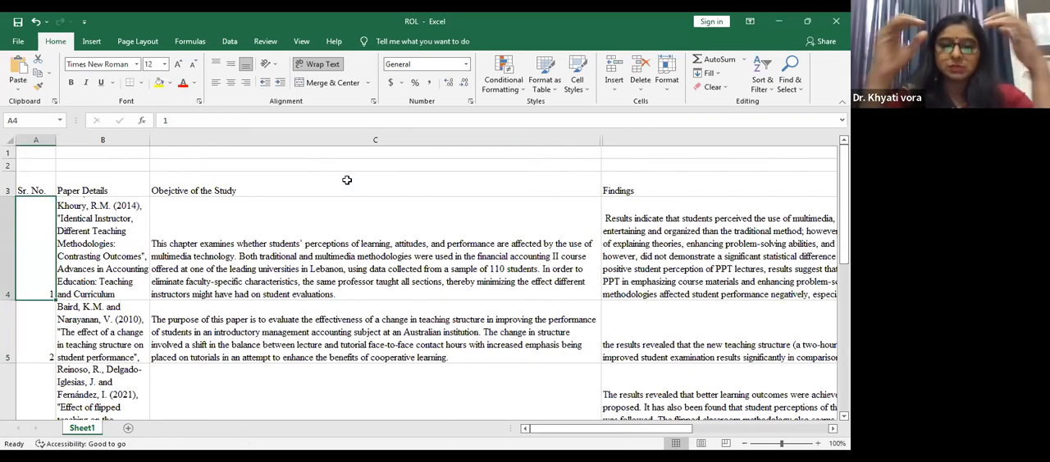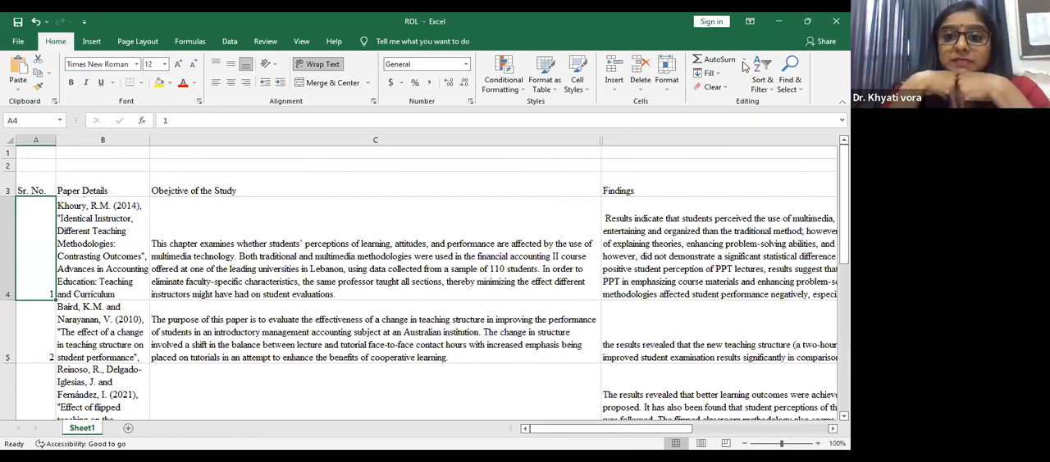Now, some of you will be confused, saying, ma'am, where do these variables come from, how will we know from the ROL, which paper will tell us what the variable of our study is? Yes, is this the query in most of your minds, that we need to understand how we identify variables from ROL, from where we will get these variables? Yes. So for this, I have given some examples.